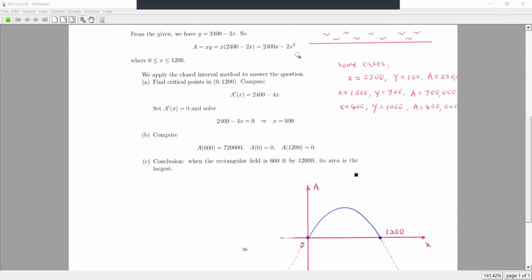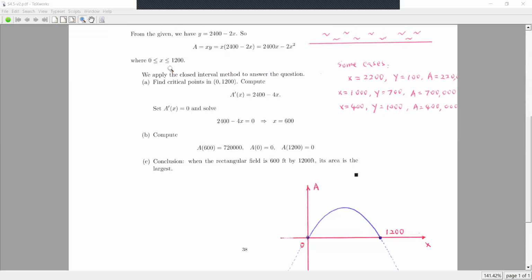To find critical points, take the derivative of the function. Then set the derivative to 0 and solve this equation. So we get one critical point between 0 and 1200. This is the critical point.